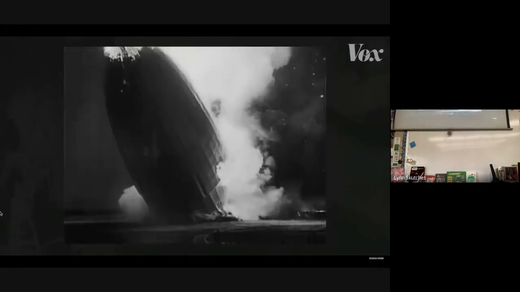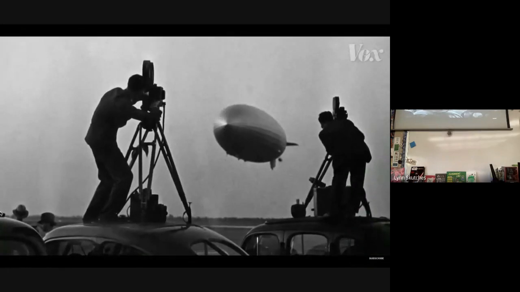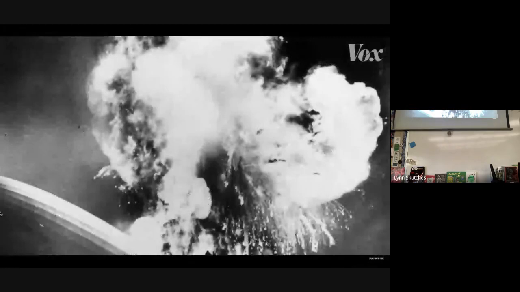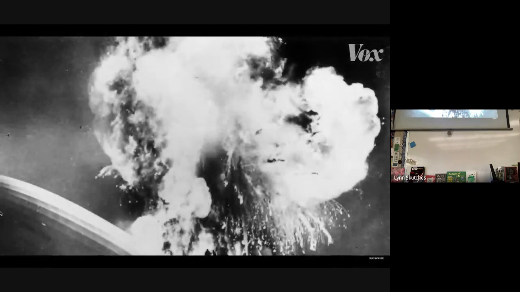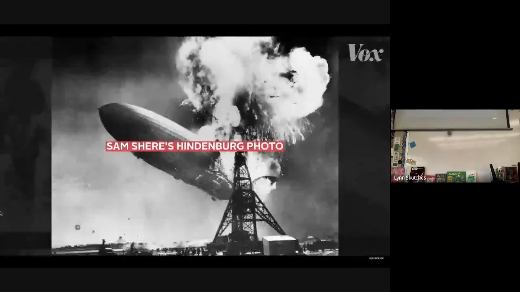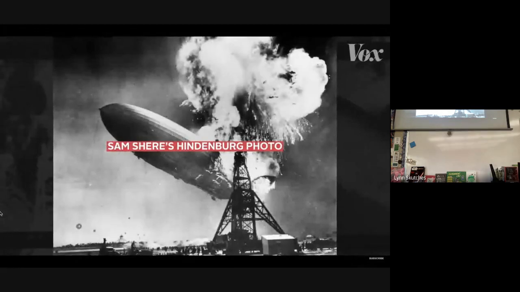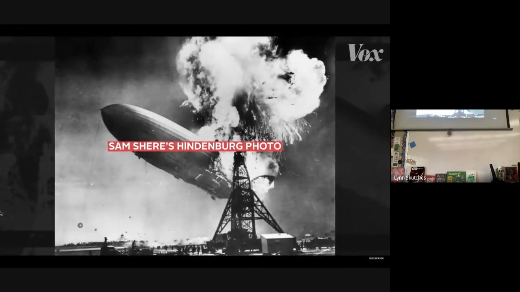When Hindenburg caught fire, a crew of reporters gathered for a routine photo op sprung into action. Photojournalist Sam Shear only had time for a single exposure, but of all the press photos taken that day, it's this one that's most remembered. It somehow manages to perfectly frame the entire disaster.